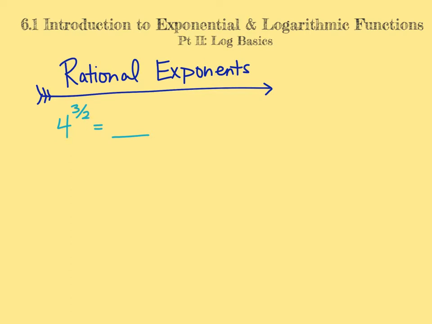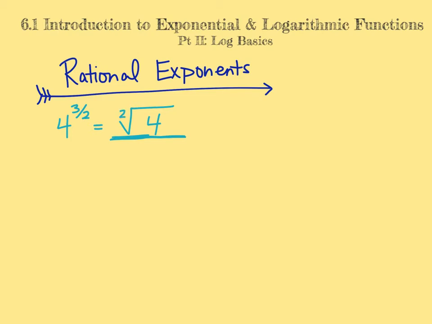We can rewrite this as some root, but what type of root? Well, the type of root that this is going to be, with 4 underneath it, is given to us by what the denominator is here. Since the denominator of our rational exponent is 2, that means we're taking a square root.